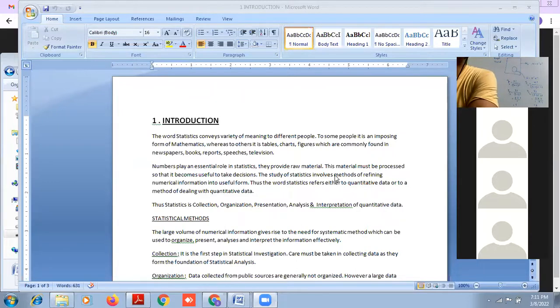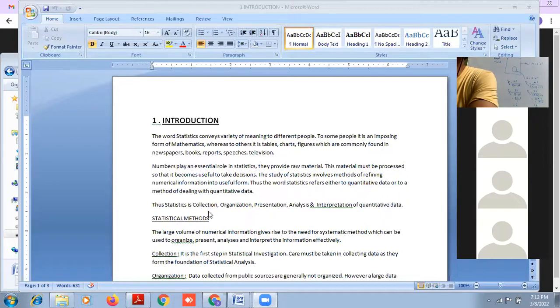So the study of statistics involves method of refining numerical information into useful form. Those 1 lakh questionnaires we have filled, the information that we have collected, we have to put it in useful form so that we can take decision. Thus, the word statistics refers to either quantitative data or a method of dealing with quantitative data. So it can be actual data also. We use the word statistics, but also the methods by which we can deal with this data, that is also statistics. And thus statistics is nothing but collection.